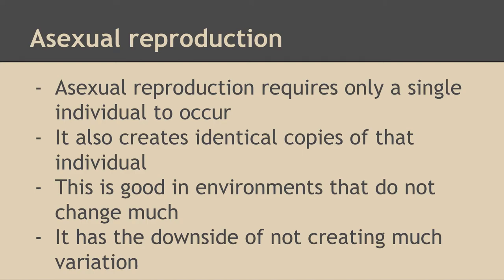Asexual reproduction is easy and fast. Asexual reproduction only requires a single individual, and that individual makes a genetic copy of itself. This is great in environments that don't change a lot, environments that are stable. The downside is there's not a lot of variation. So asexual reproduction contributes very little to biodiversity, which means it's susceptible to changing environments and dangerous situations.